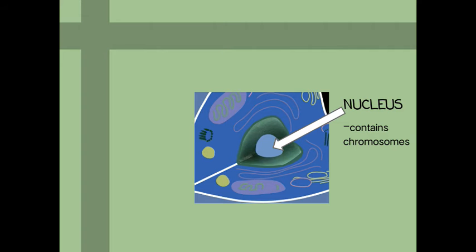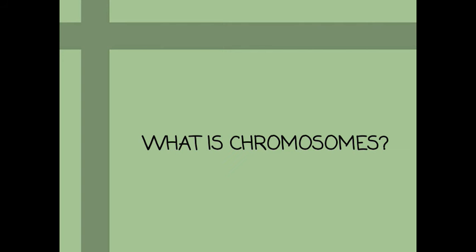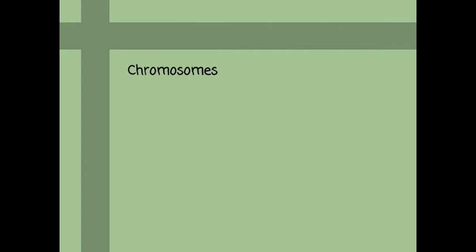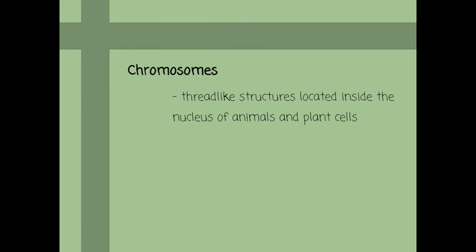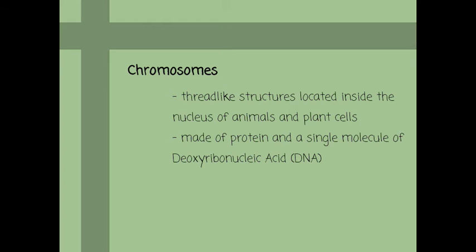Now, let's explore chromosomes. What are chromosomes? The chromosomes are thread-like structures located inside the nucleus of animal and plant cells. Each chromosome is made of protein and a single molecule of DNA, passed from the parents to their offspring. The DNA contains the specific instructions that make each type of living creature unique.